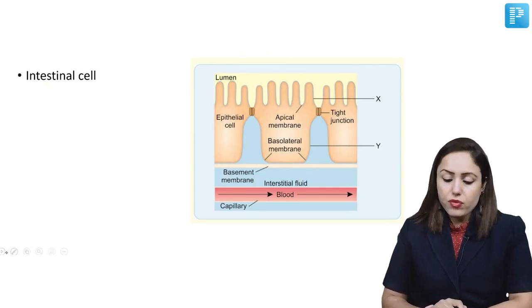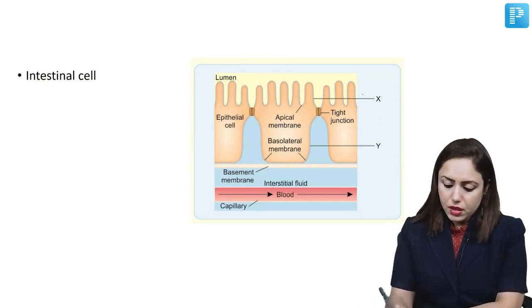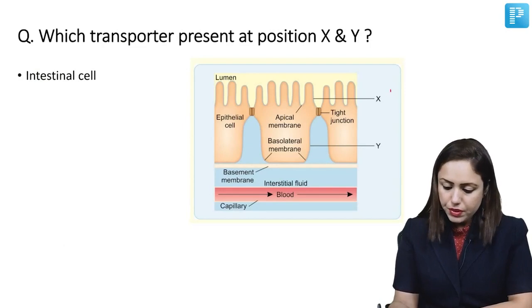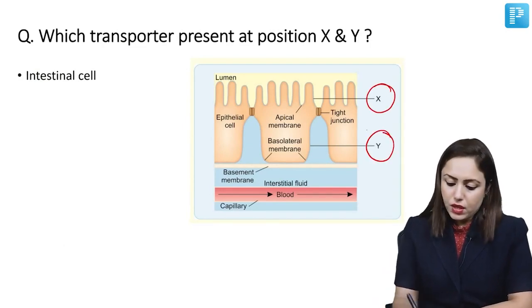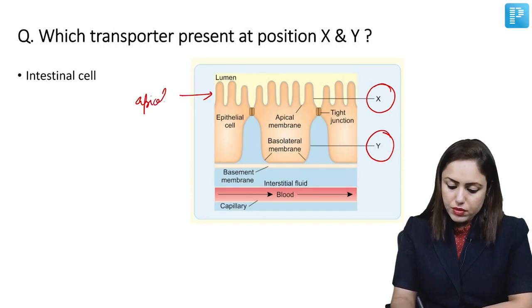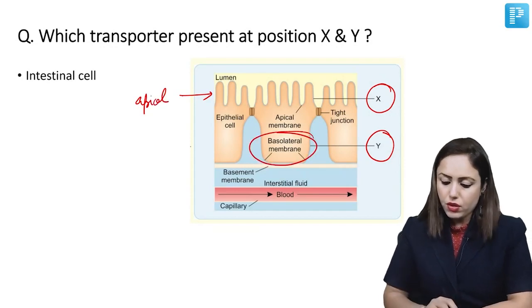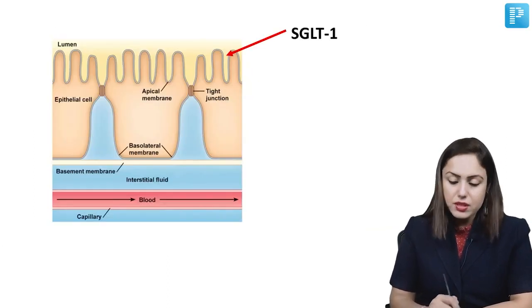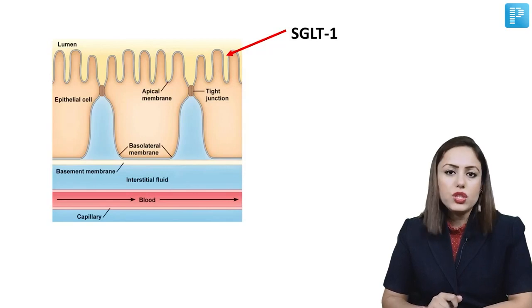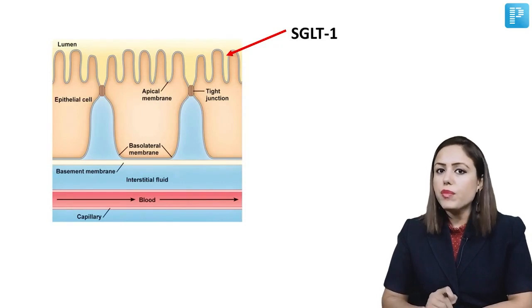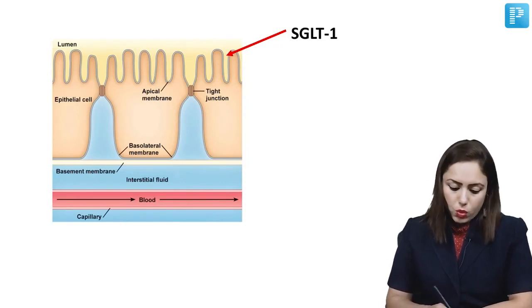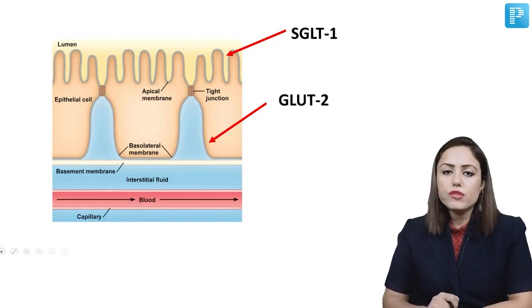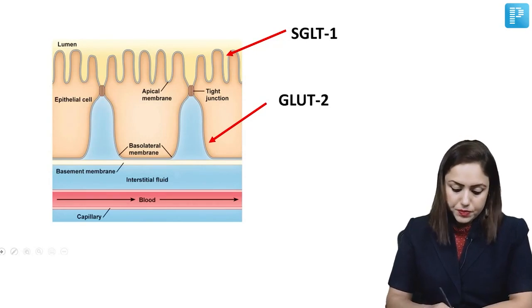Then let's see this diagram of intestinal cell, that which transporter is present at position X and Y. This is apical side of the cell, this is basolateral side of the cell, intestinal cell. So you can see here at the apical side the transporter is SGLT1. In case of intestinal cell we are talking here. So this is sodium dependent glucose transporter number 1 on the apical side, and at the basolateral side it is GLUT2 which is present in intestinal cell.